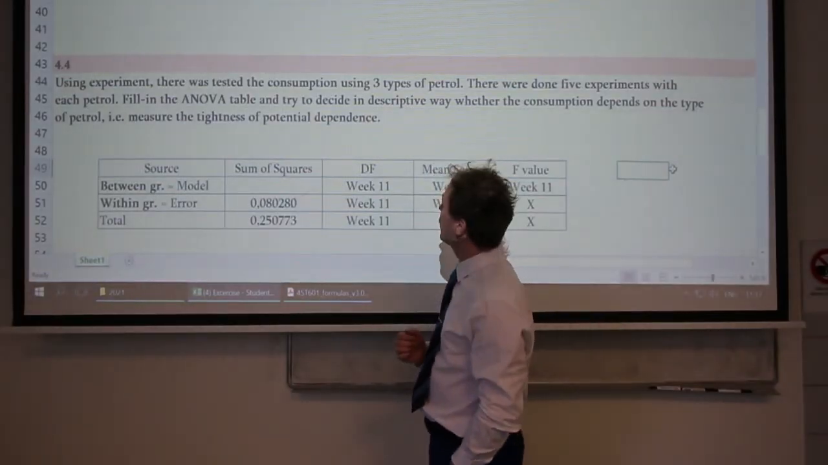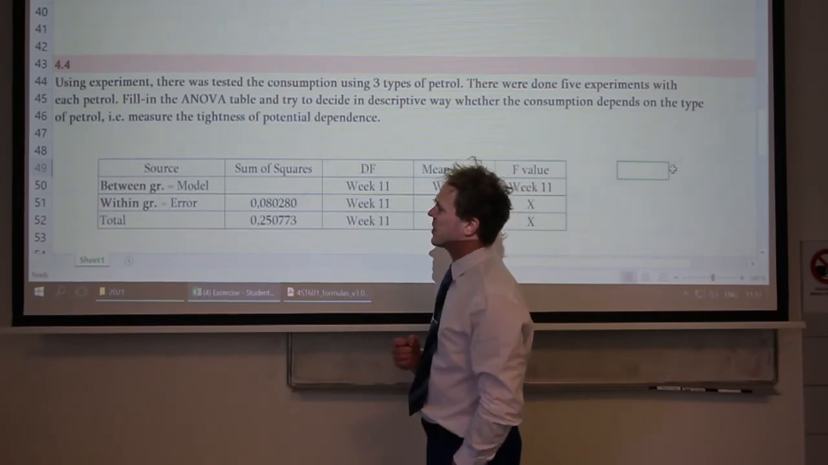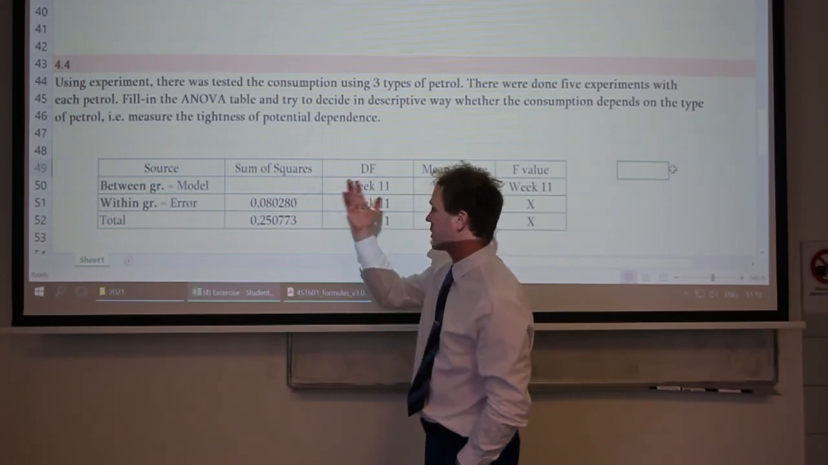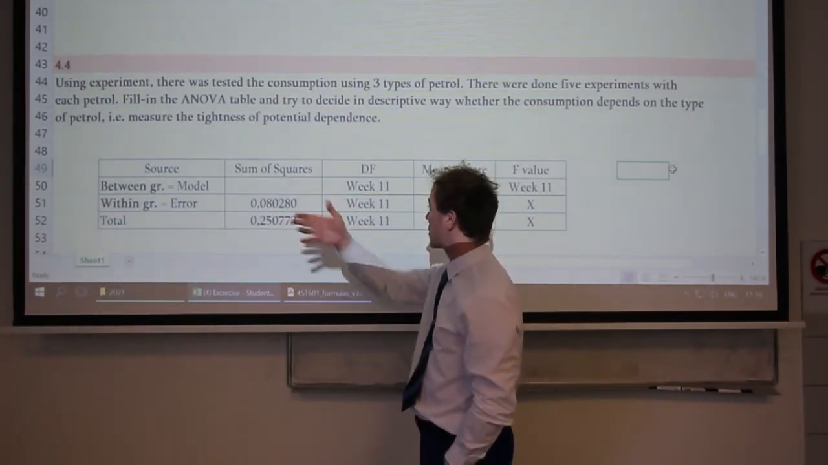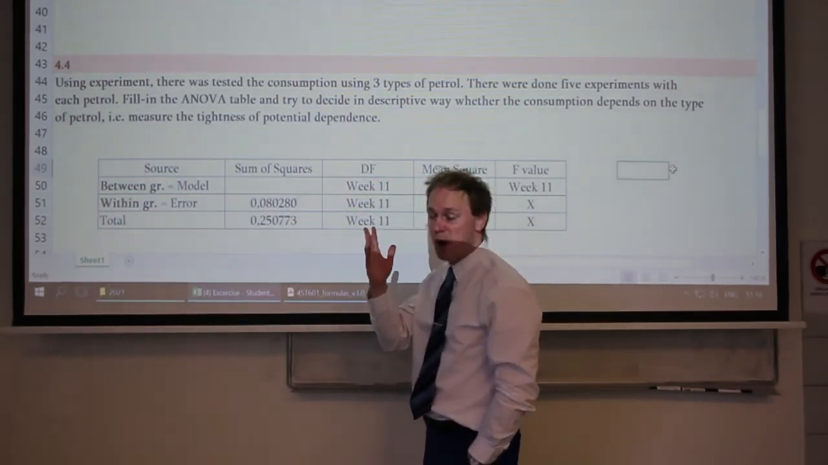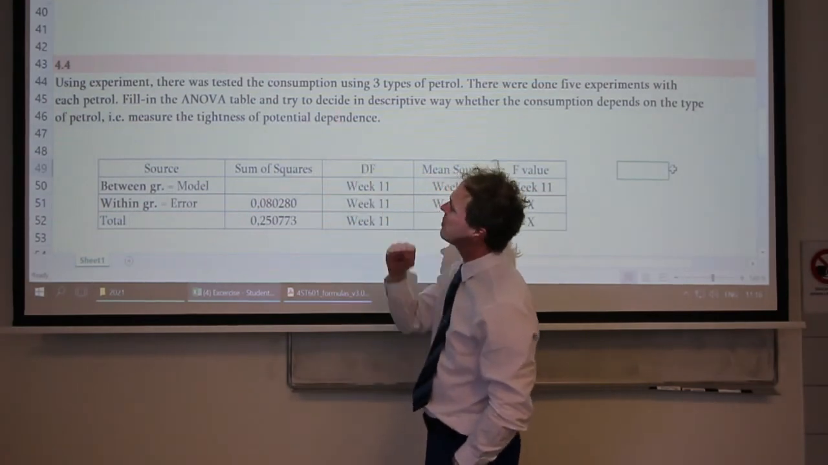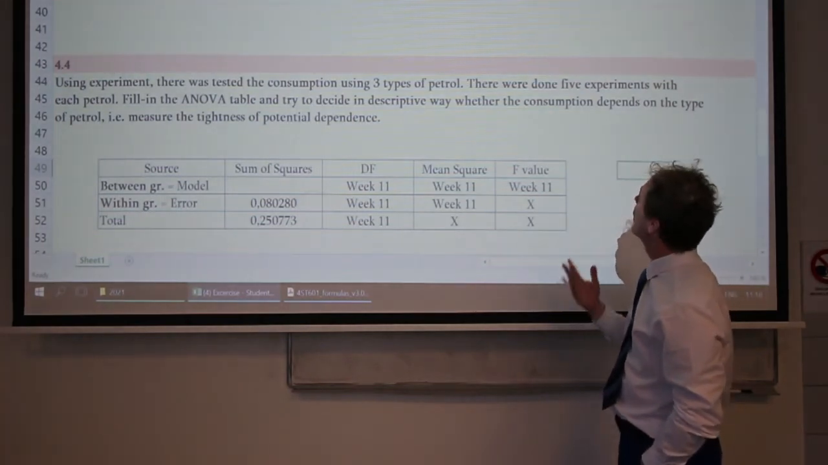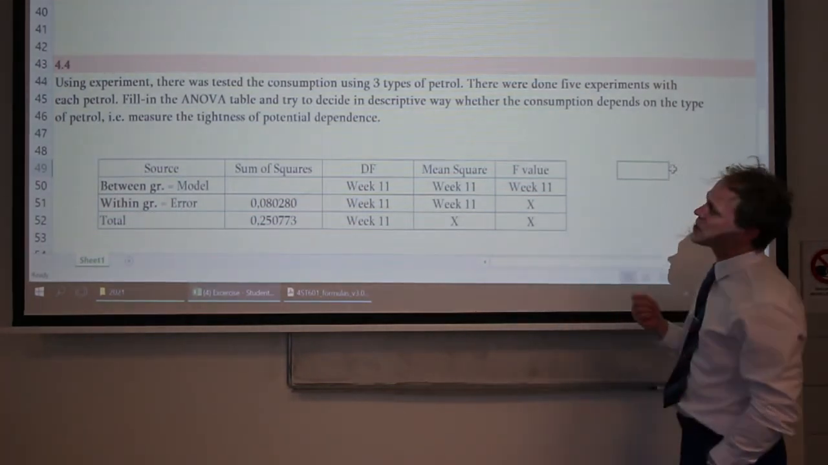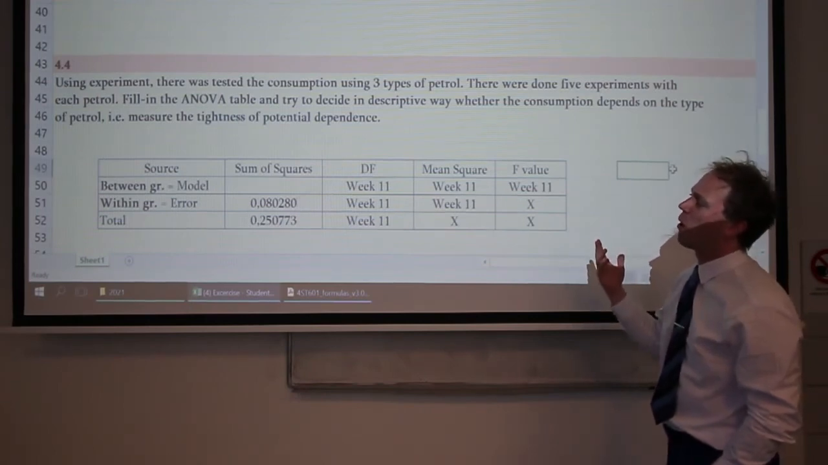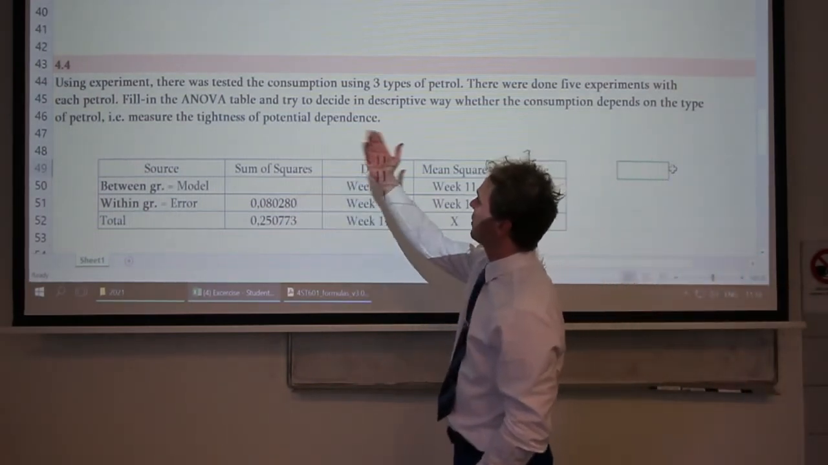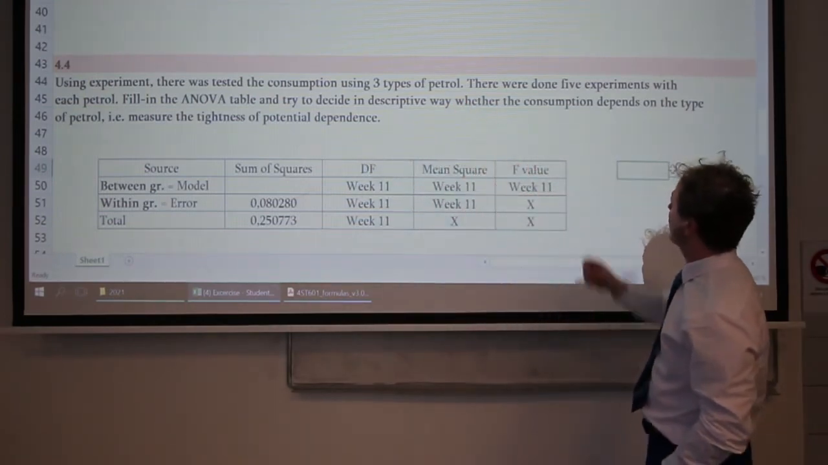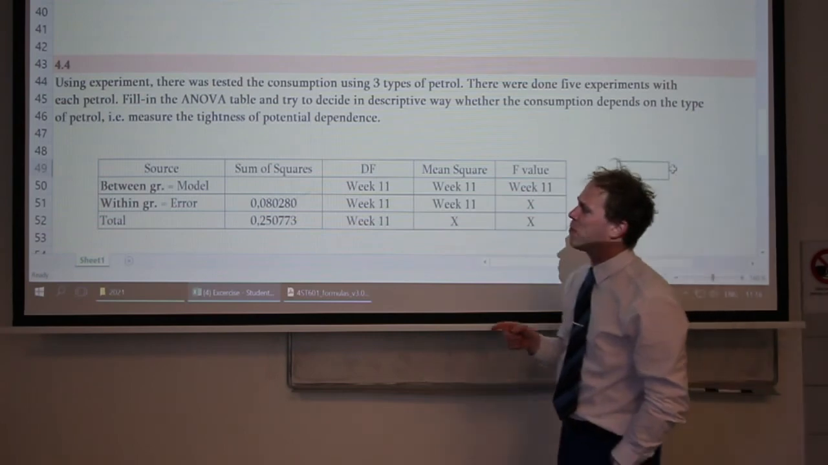We will continue, and because this example is very easy, we'll solve this in Excel, because there are not enough steps. Using an experiment, consumption was tested using three types of petrol. Five experiments were done with each petrol. We would like to fill in the ANOVA table and try to decide, in a descriptive way only, whether the consumption depends on the type of petrol.